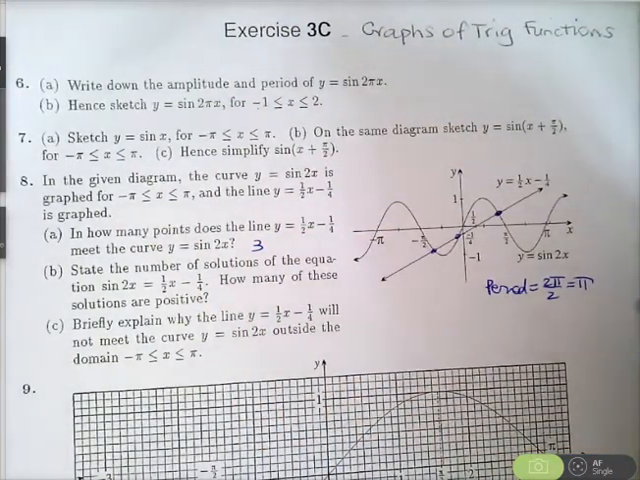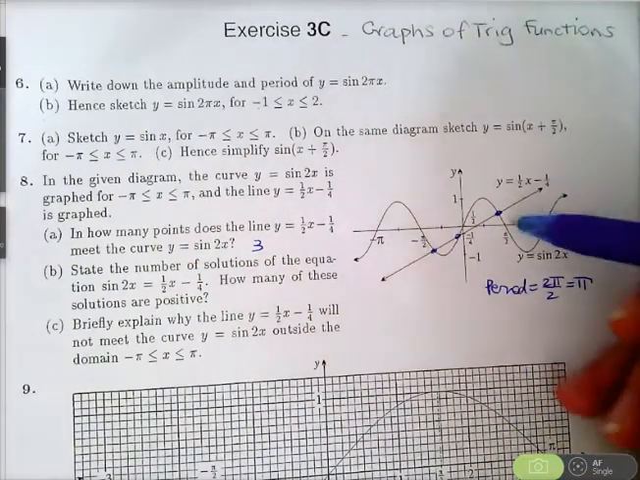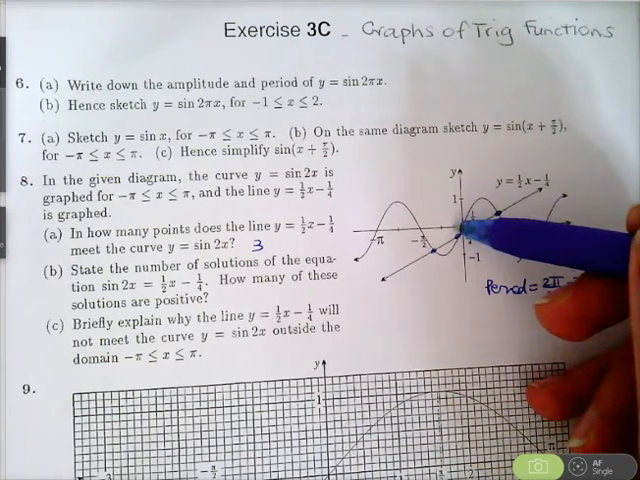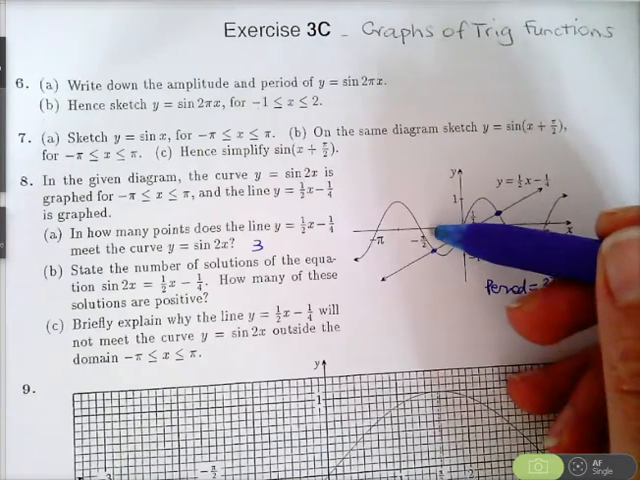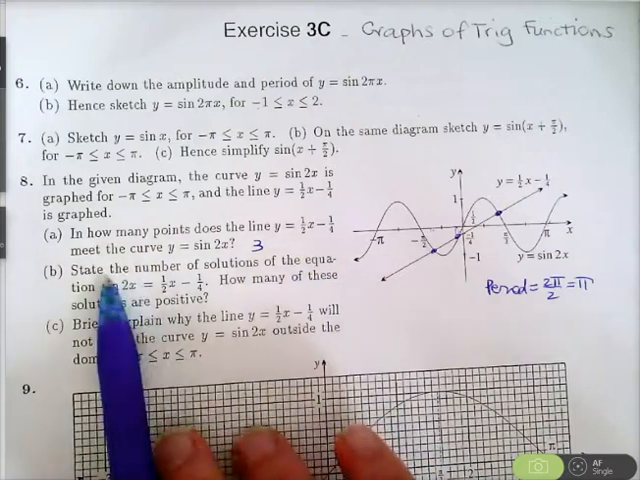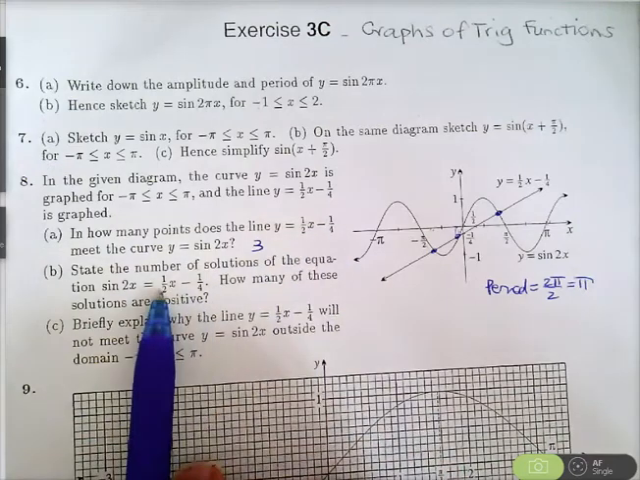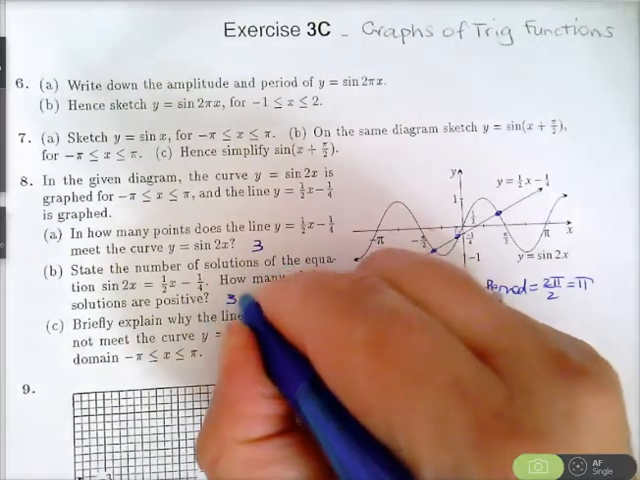In other words, if you were to solve that equation using normal methods, say simultaneously, you would expect 3 solutions. The first solution would be a bit less than x is pi on 4. The second solution would be x is negative, well, it's less than negative pi on 4. It's quite small, it's close to 0. And the third solution would be close to negative pi on 2. So in how many points does the line meet the curve? It's 3. State the number of solutions of the equation sine 2x equals a half x minus a quarter. We've got 3 solutions.